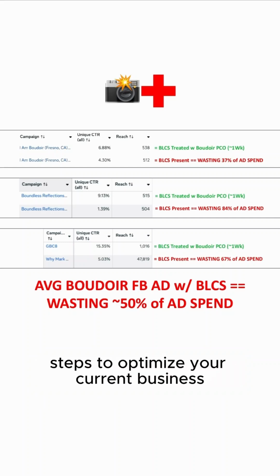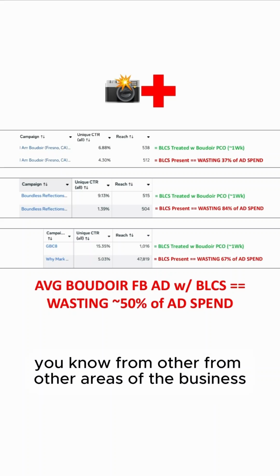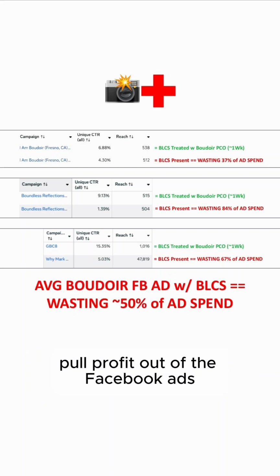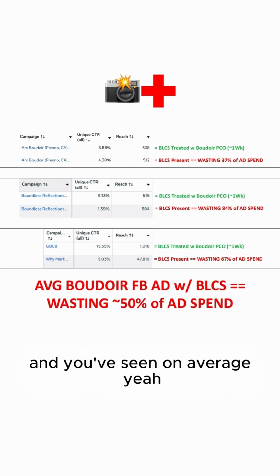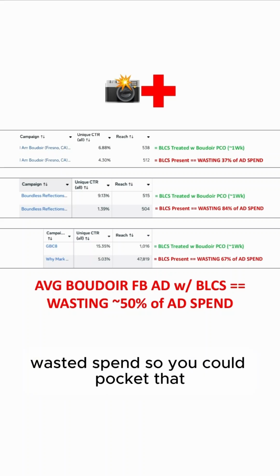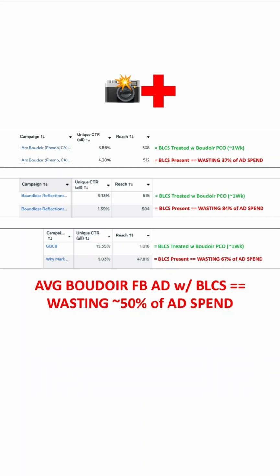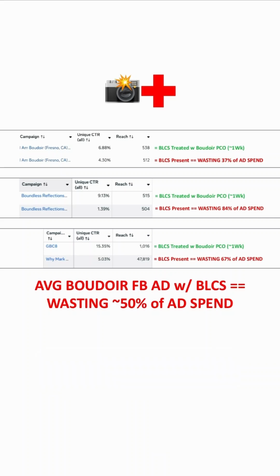And you're already taking steps to optimize your current business, pull more profit out of other areas of the business. You've decided now you're ready to pull profit out of the Facebook ads portion of your business, optimize that, and actually pull some profit out. And you've seen on average, yeah, we could probably eliminate about 5K a month in wasted spend. So you could pocket that, not have to pay that to the Zuck anymore. Approximately 60K over the next 12 months back in your pocket, no longer being wasted.